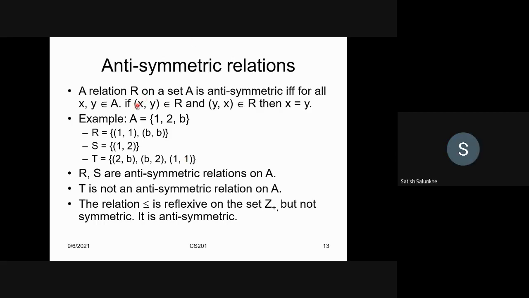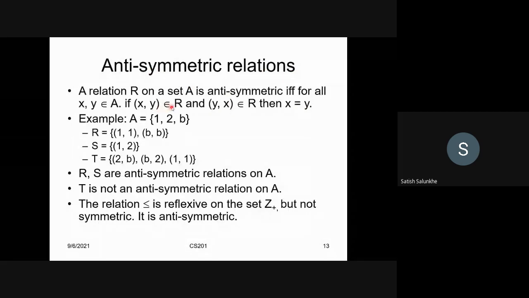For that, you need to again understand what the antisymmetric property is. When will this property fail? When x comma y belongs to R and y comma x also belongs to R and x and y both are not same, then the relationship is not antisymmetric. Otherwise, the relationship is antisymmetric. Again and again, I am repeating: if x comma y belongs to R, and you do have y comma x also belongs to R, in that case x and y both have to be same. If they are not same, then the relationship is not antisymmetric.